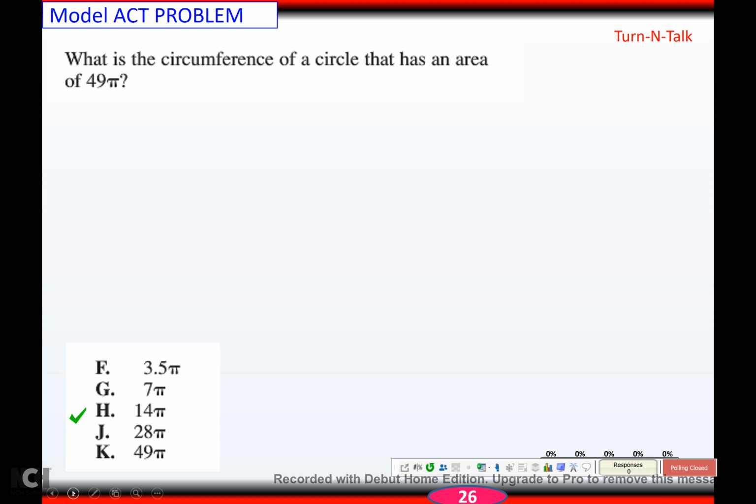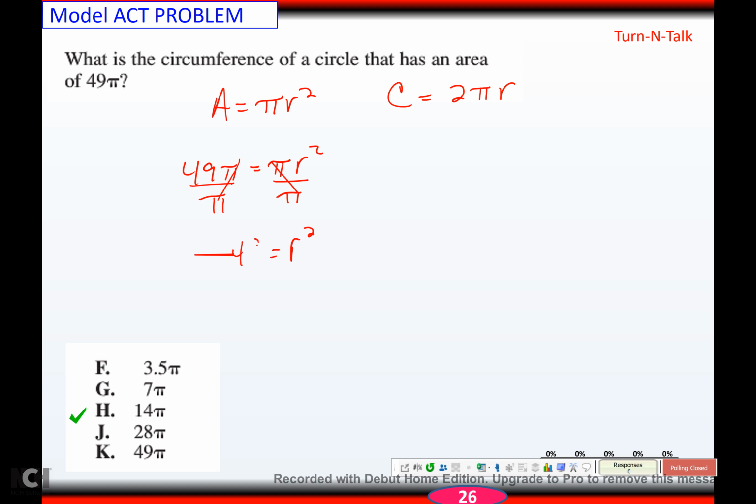And hopefully you got H. It says, what is the circumference of a circle that has an area of 49 pi? Well, area of a circle is pi r squared, and circumference of a circle is 2 pi r. They told me the area is 49 pi. Well, that has to equal pi r squared. Divide by pi, divide by pi. I get r squared equals 49.